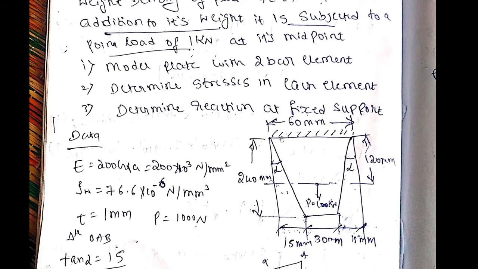This is the figure they have given. 60 mm here, this side is 240, and this end width is 30 mm. From here, it is 15, 15, and here also 15. And the 1 kilonewton is acting at a distance of 120 mm from the fixed end. So we need to calculate the stress and reaction.